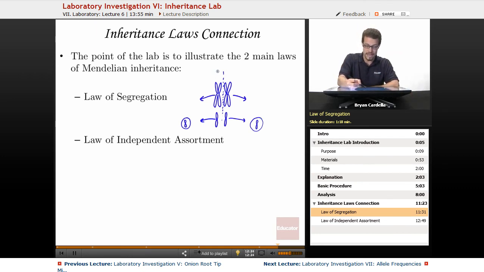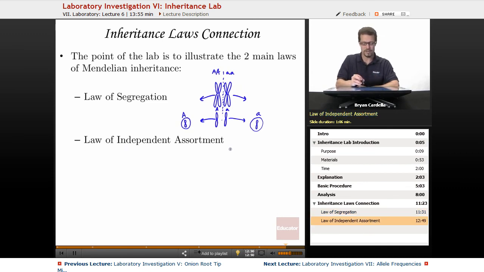This corresponds to having like, hey, maybe this is from dad and this is from mom. And since it's duplicated, it would be like that and like that. By the time you get to here, it would be like that. And then this particular sperm, this particular egg, you have the dominant allele on that chromosome, the recessive allele on that. So that's the law of segregation related to the genotypes you see in a Punnett square.